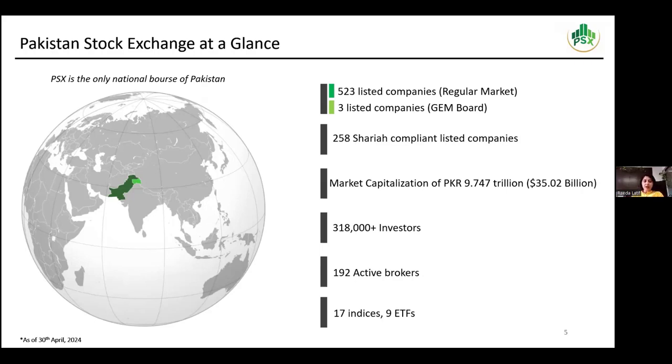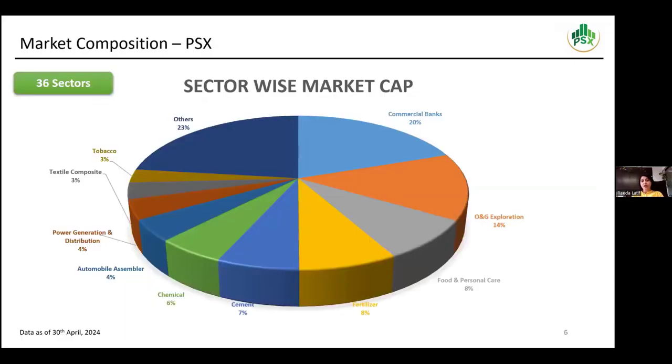There are over 318,000 direct investors. There are 192 active brokers, 17 indices, and 9 ETFs that can be accessed on the stock exchange. Within the shares and the market, you have about 36 sectors to choose from. So it is ideal that you make a portfolio, you look at various sectors and diversify your portfolio. And within each sector, we have multiple companies.